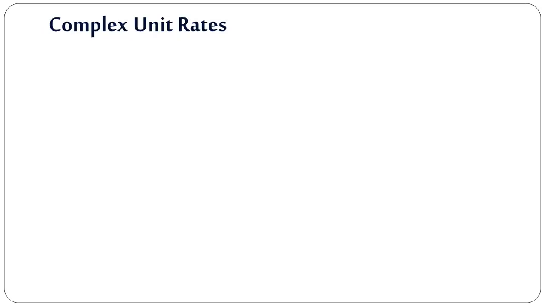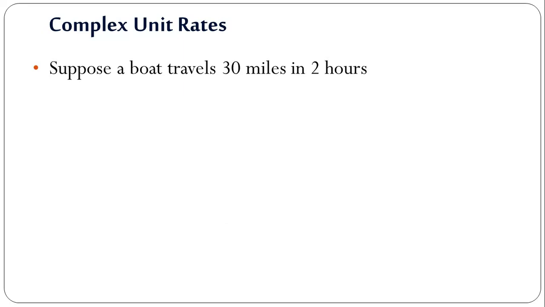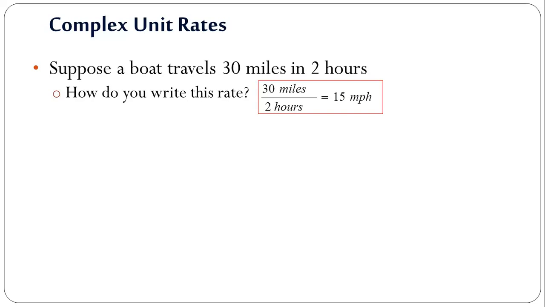Complex. Meron tayong tinatawag na complex unit rates. Suppose a boat travels 30 miles in 2 hours. How do you write this rate? So 30 miles over 2 hours, or you have to simplify that. That is 15 miles per hour. So yun yung tinatawag natin na complex unit rates.